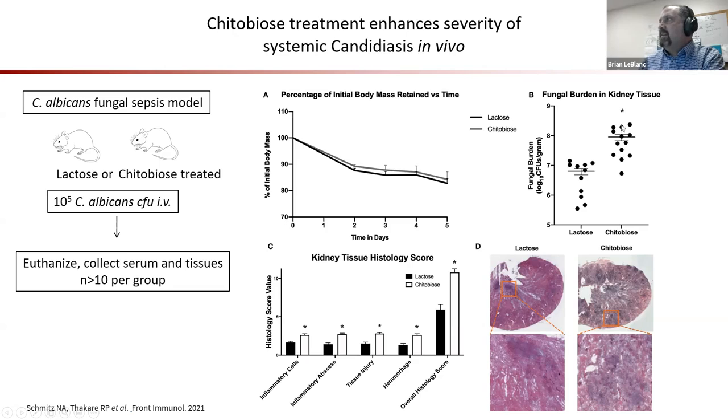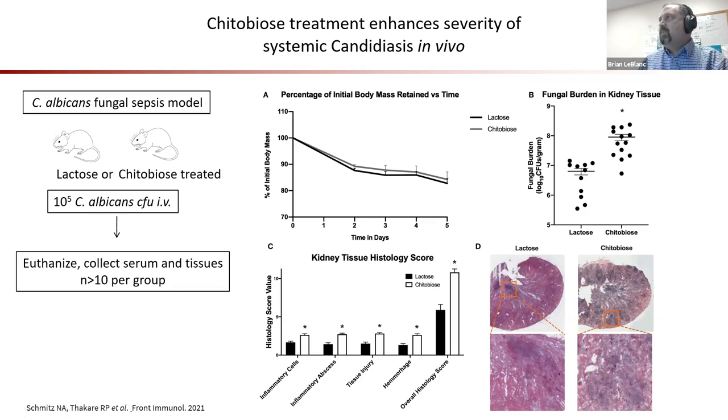However, I had a drastic increase in fungal burden in the kidney and increased pathology across the board. Here's our wild type fungal infection. You see the same abscesses that you saw earlier in the wild type, but with chitobiose, the kidneys were basically destroyed. It was a very hard infection for them, and you can see a lot of pathology. So that linked everything together.